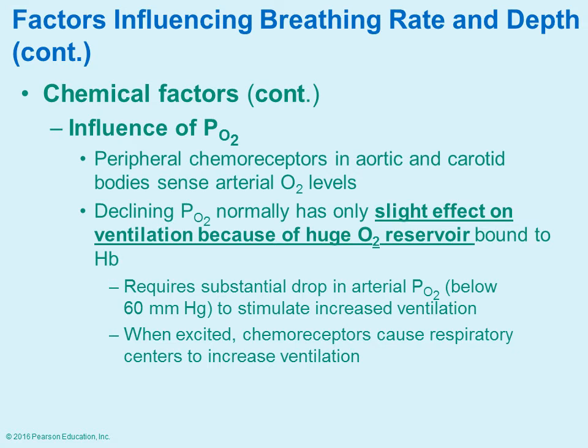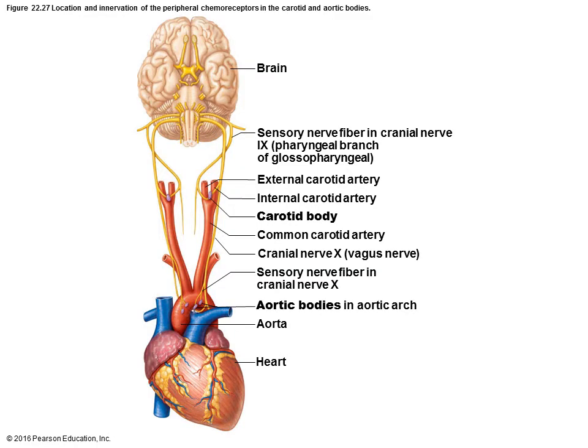The oxygen partial pressure influence of that on the breathing rate typically only has a slight effect because usually there's a reservoir on the hemoglobin. The hemoglobin usually does not release all of the oxygen. So you would have to have a severe drop of oxygen before you would see an increase of the respiration rate. And this is showing, once again, how you've got the location of chemoreceptors on the aortic arch, and then also you have those chemoreceptors on the carotid arteries as well.